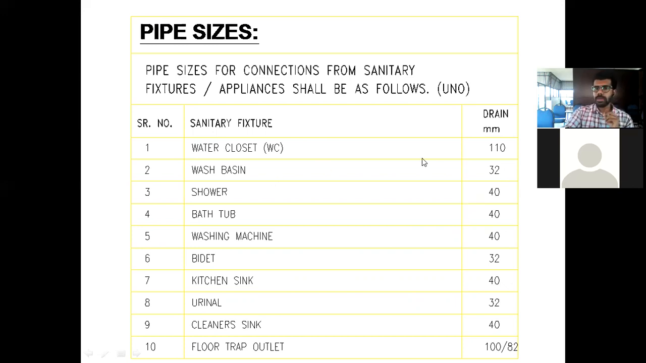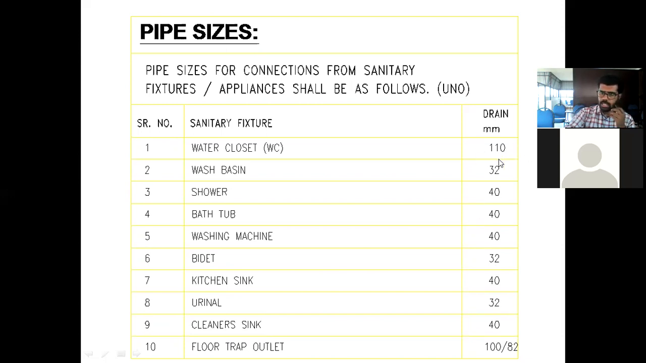Okay. Wash basin 32, shower 40, bathtub 40, washing machine 40, mirror 32, kitchen sink 40, urinal 32, cleaner sink 40, floor trap outlet it can be 82 or 100. So this can differ. A minute difference can happen depending upon the different types of code you may use, or a UNO-like code, like you can use this. For MDC it may be different, but this will be all the same.